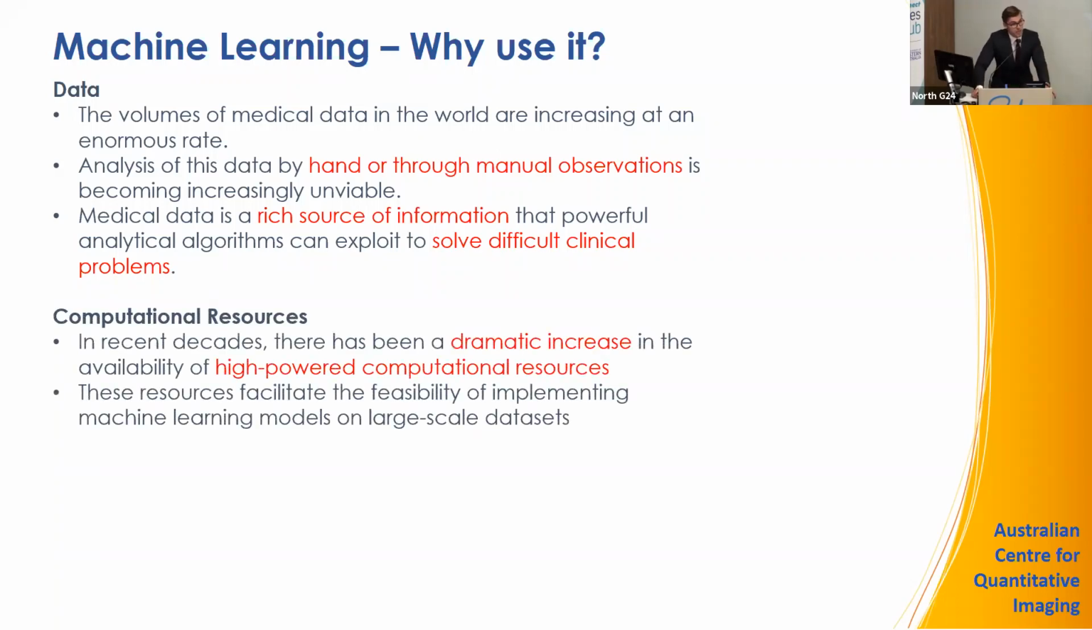Second reason is computational resources. In recent decades, there's been a dramatic increase in the availability of high-powered computational infrastructure. And these resources can facilitate the feasibility of implementing machine learning models on not only large-scale data sets, but you can also do this locally. So if you're just training a basic machine learning model, most of that can be done on whatever hardware you have access to at the moment. When you delve into the realm of deep learning, like Brian's going to cover next, that's when you need that more powerful infrastructure to train your models with.